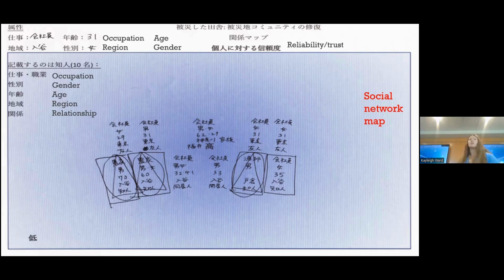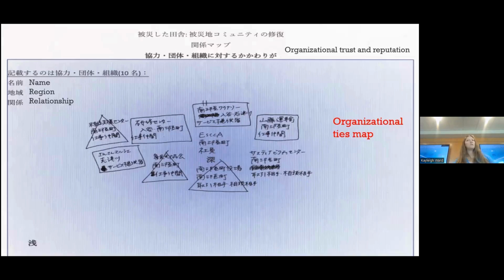You can see here, this person relatively has a lot of connections. But we also did this with organizations in the community and found that many of them held some form of power, and many people were integrated with community organizations, which was good to see. I can talk about this a little bit more in the Q&A.